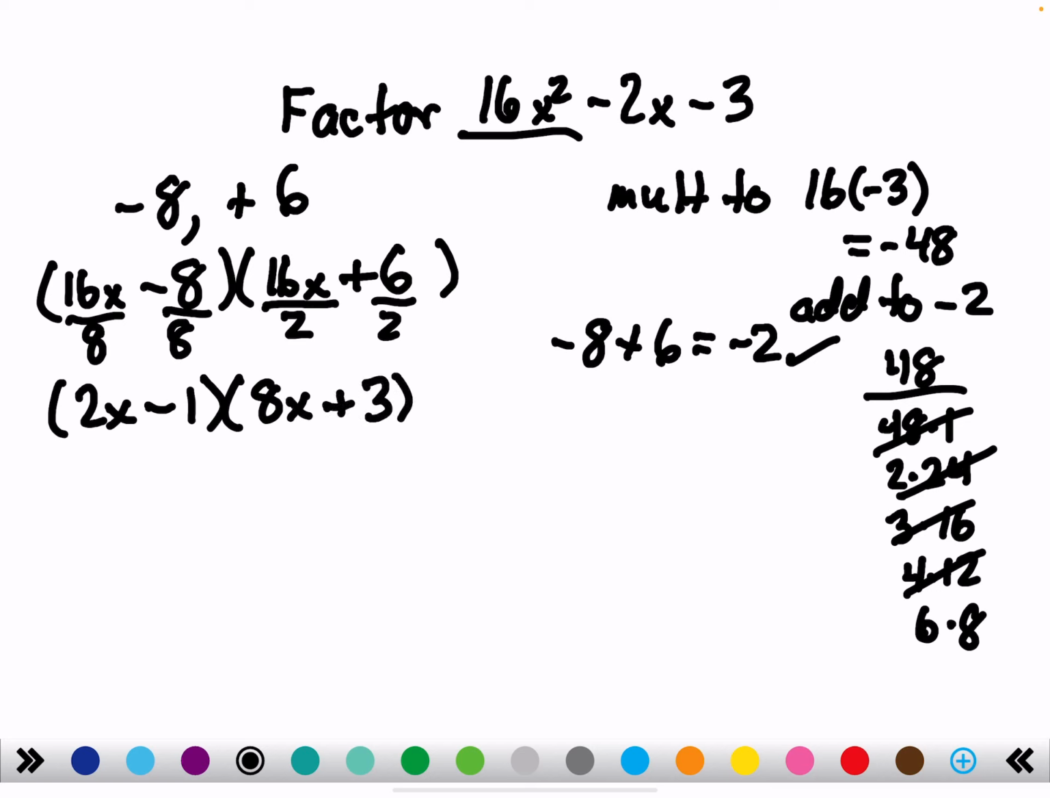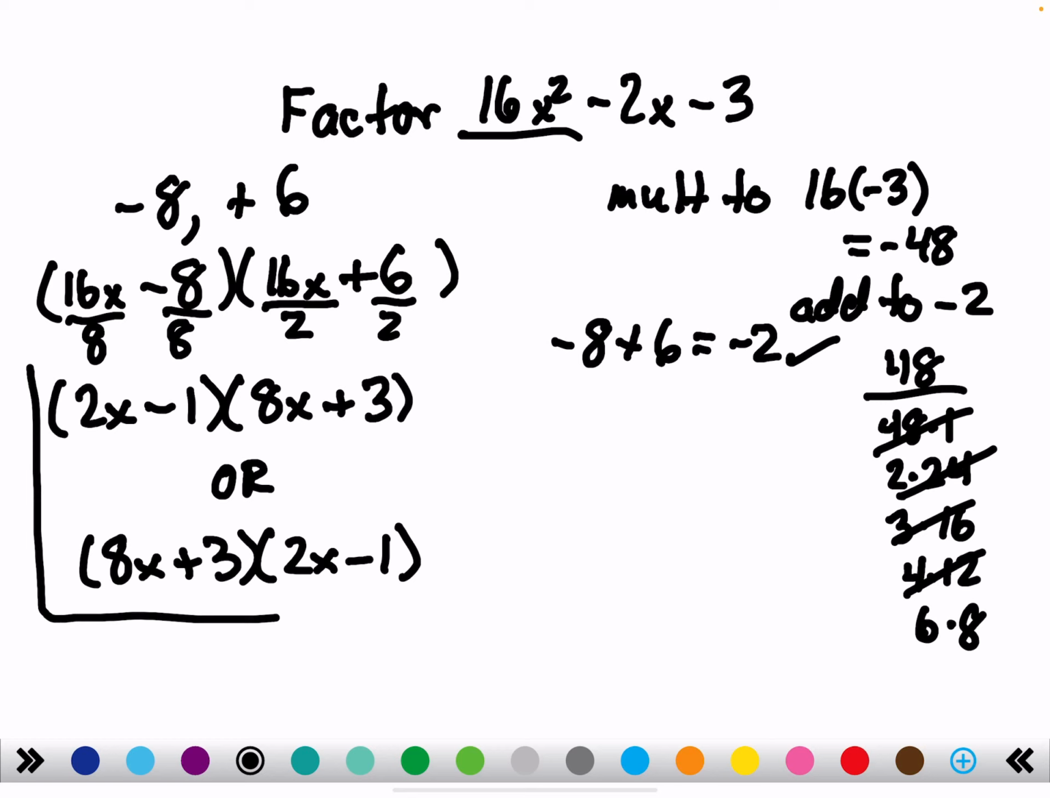So this is 2x minus 1 times 8x plus 3, or 8x plus 3 times 2x minus 1. And those are both equally correct answers.